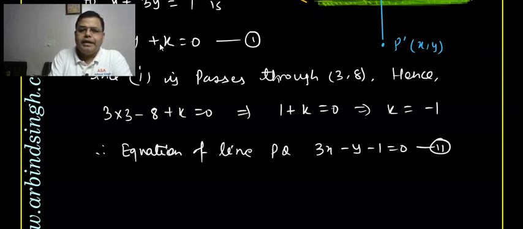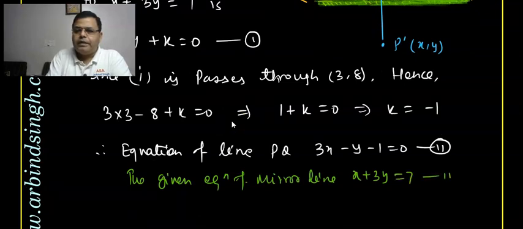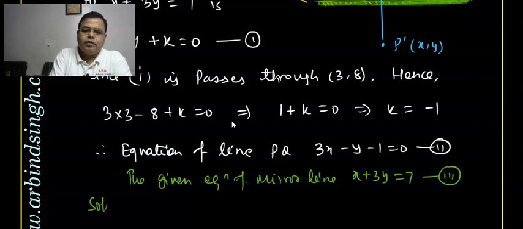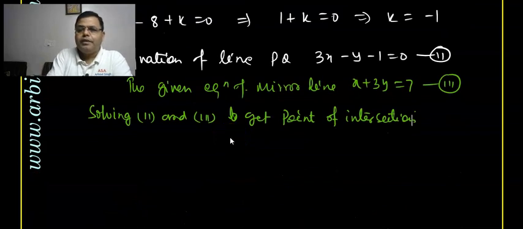Now the given equation of the mirror line is x plus 3y is equal to 7. That is the third equation. So solving the second and third to get the point of intersection. How to solve it? You can put the value of y from the second.